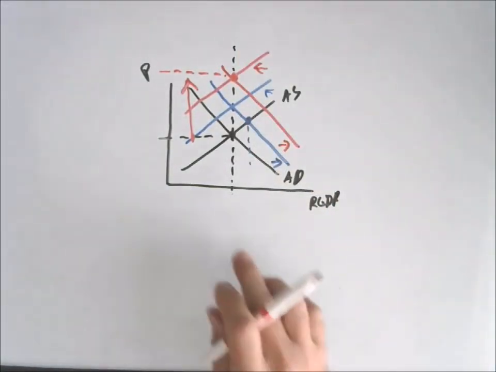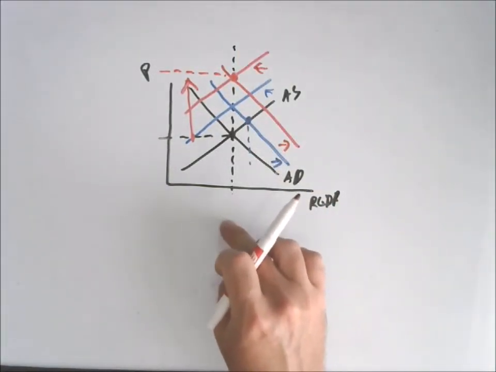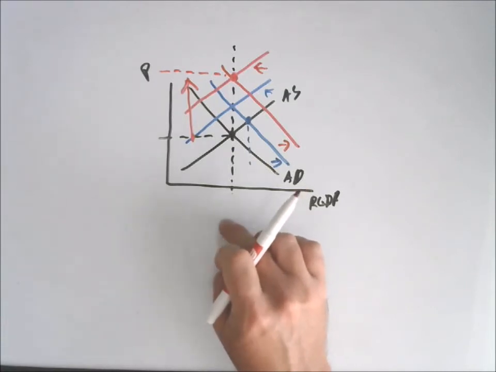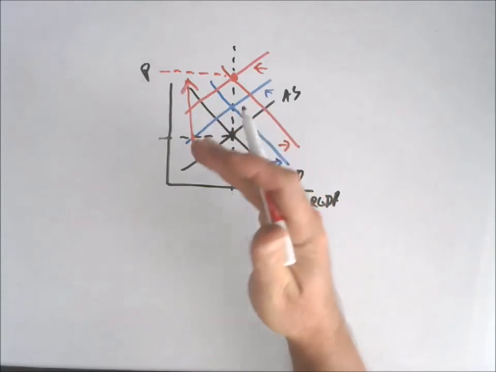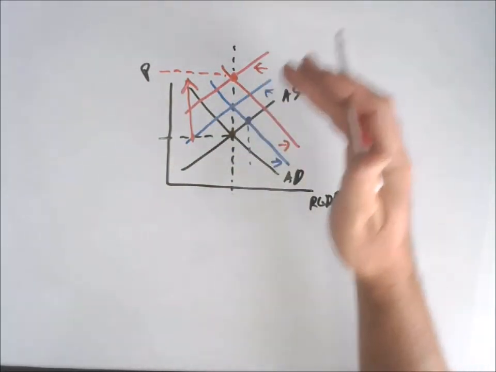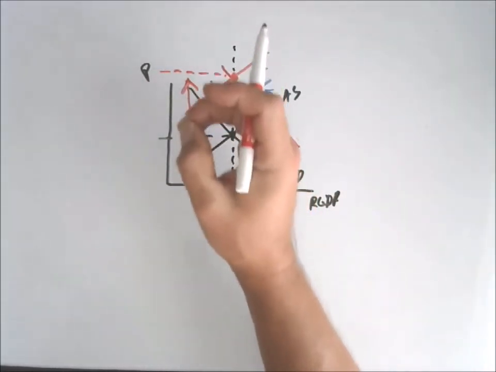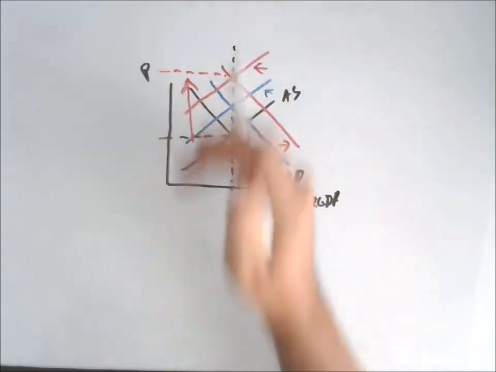Okay, so this is called demand pull inflation. Why is it called demand pull inflation? Because the Federal Reserve interaction with this market keeps demand shifting rightwards, which pulls prices up. Demand pull inflation.